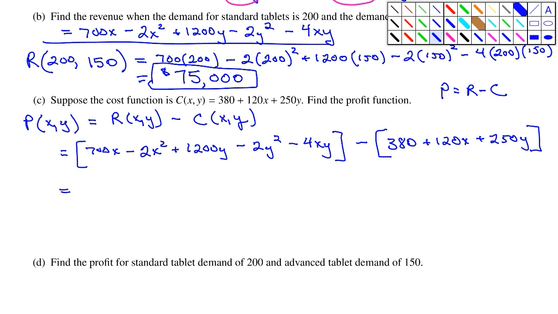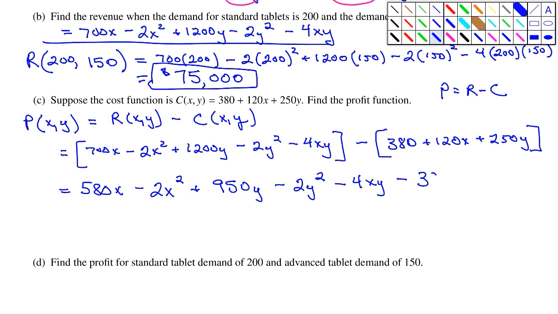When you do that, you get 580x minus 2x squared plus 950y minus 2y squared minus 4xy minus 380. And that's your profit function for the tablets.